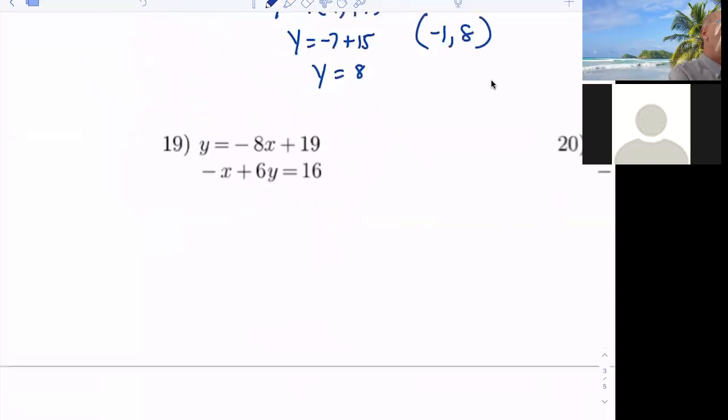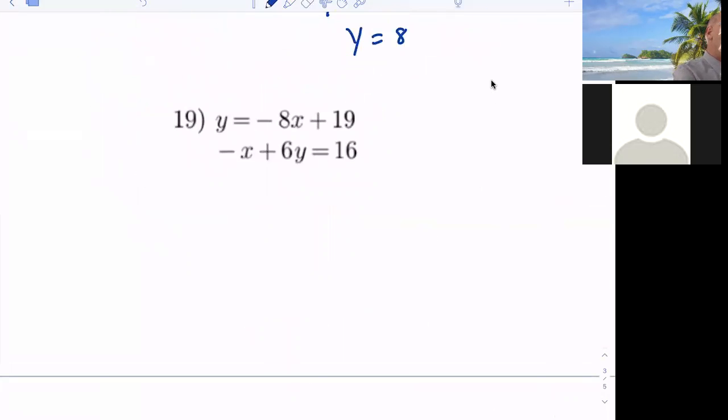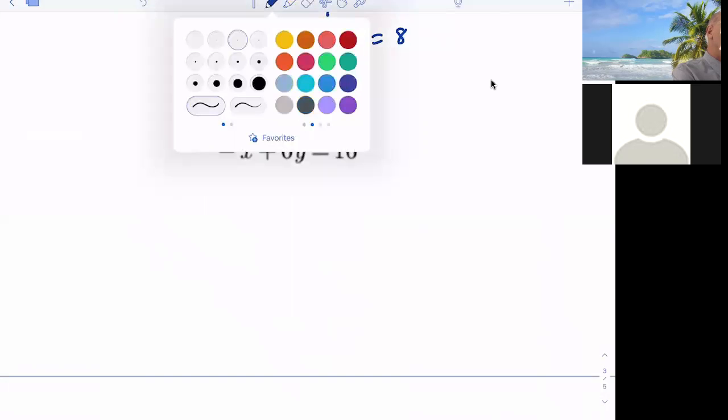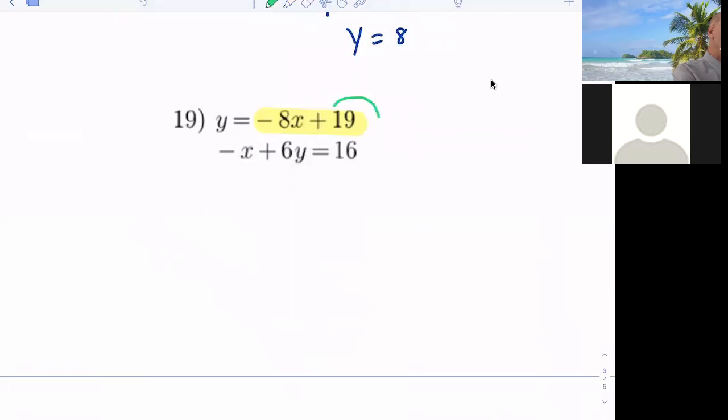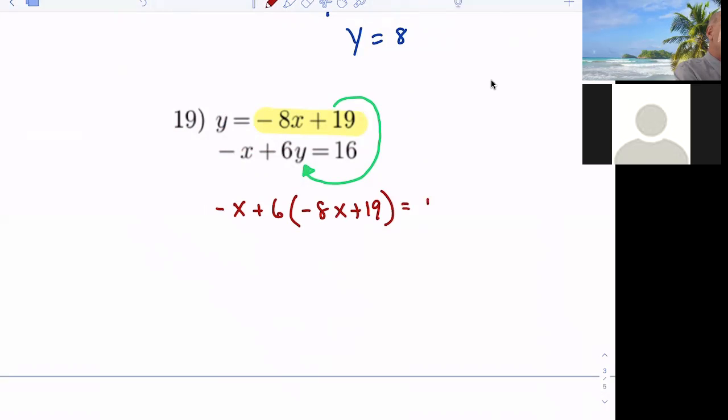All right, let's take a look at number 19. Again, I just say y equals negative 8x plus 19. So I'm putting in negative 8x plus 19 for y. So now negative x plus 6 times the quantity negative 8x plus 19 equals 16. Everybody agree with that?